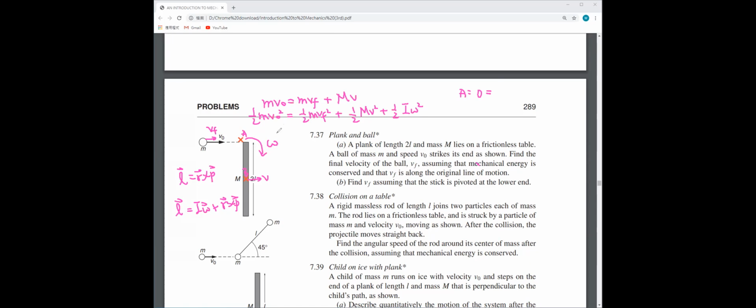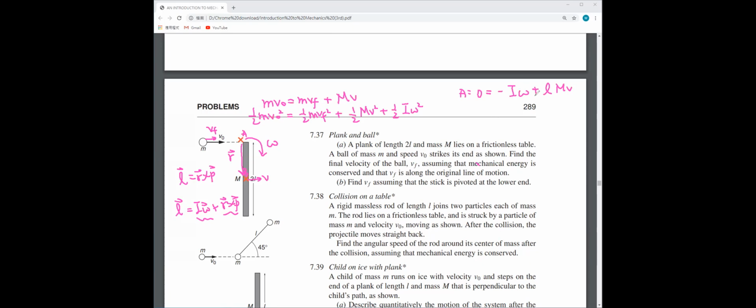Take anti-clockwise to be positive and clockwise to be negative. For I omega, it is clockwise, so this should be negative I omega. And then the r cross p part: r is from point A to here, so this is anti-clockwise, and you need to take it to be positive. So r times p, where r is the length L and p is mv. Then you can use these three equations to solve the three unknowns.